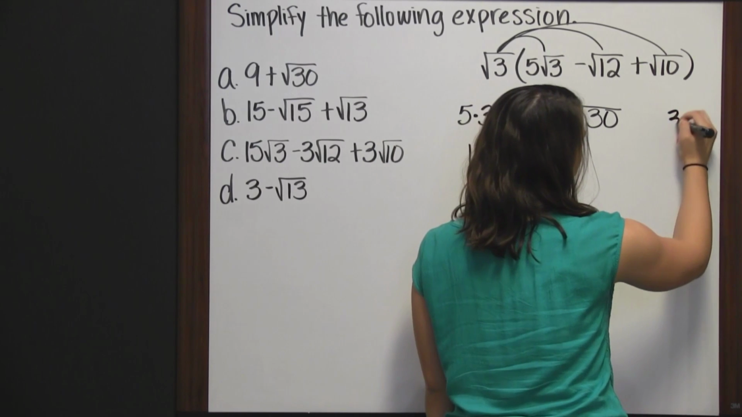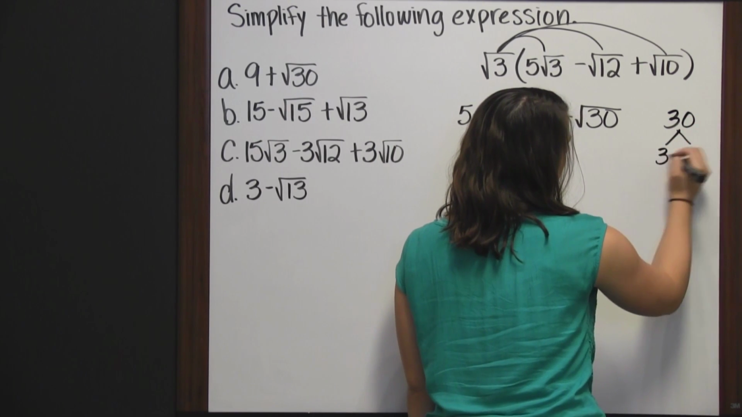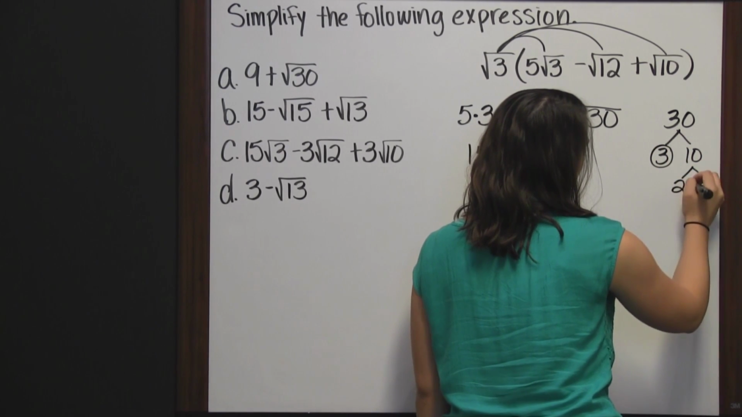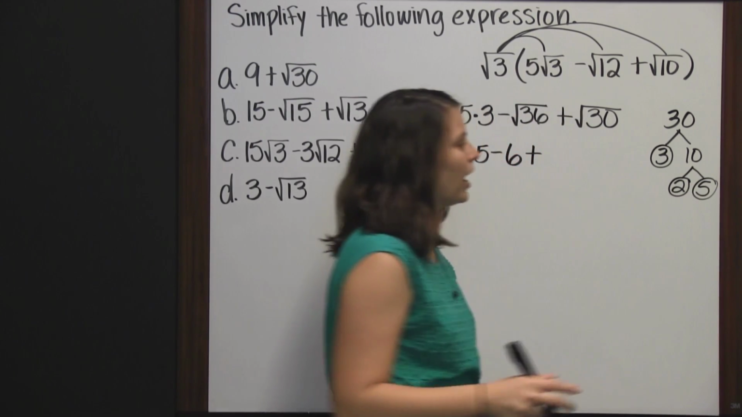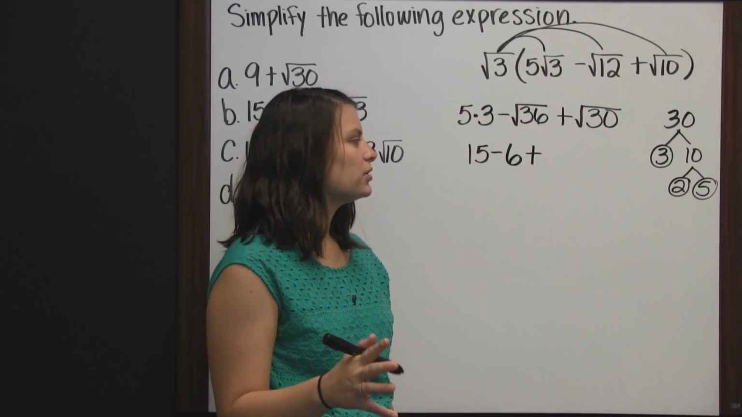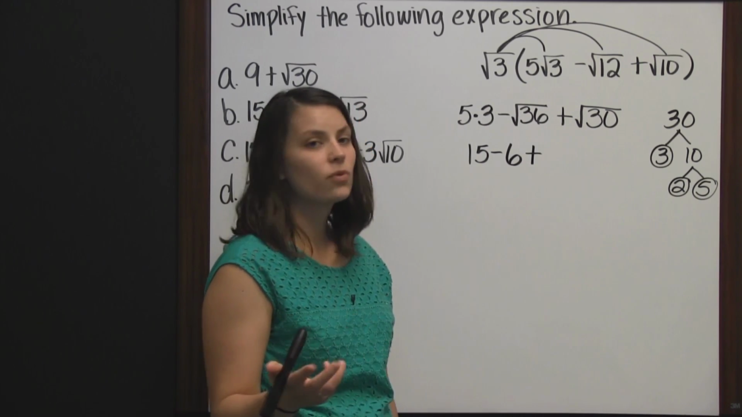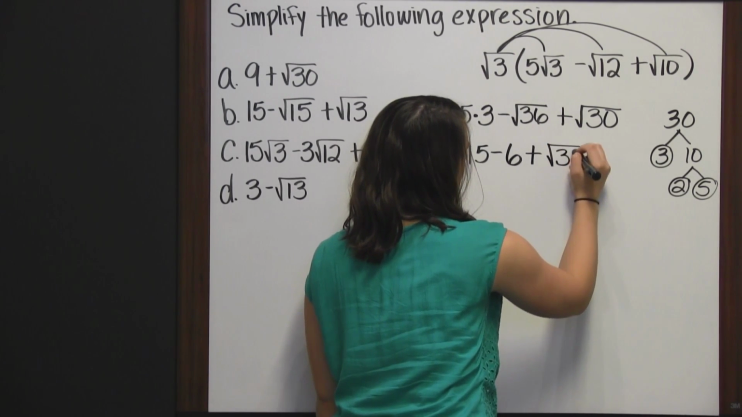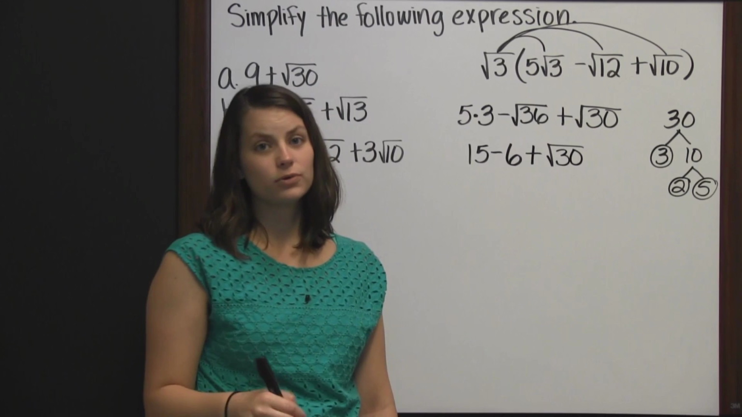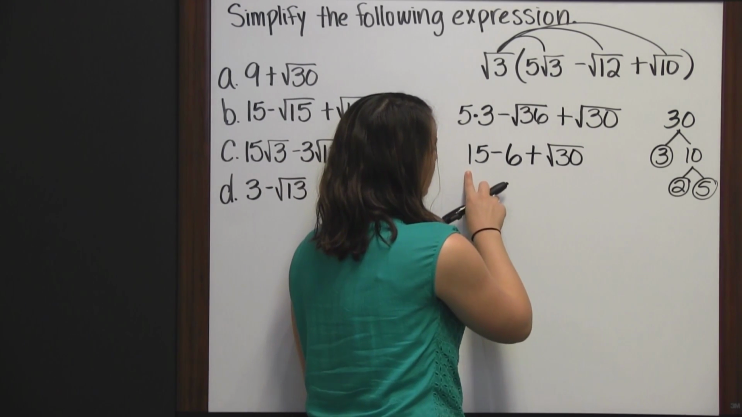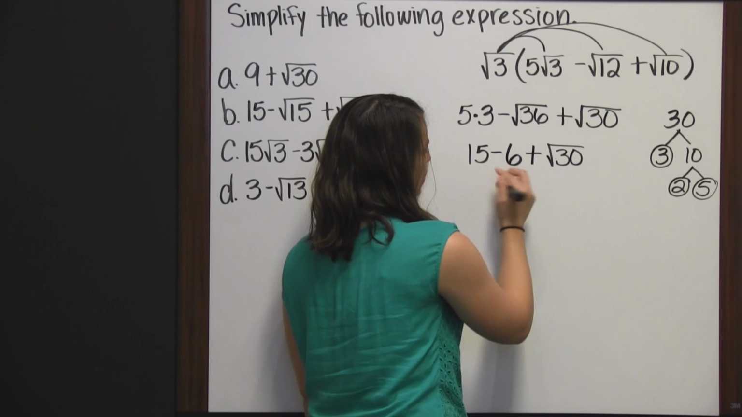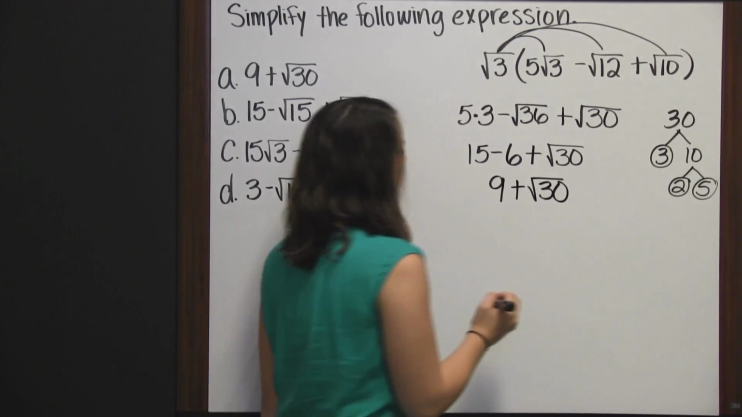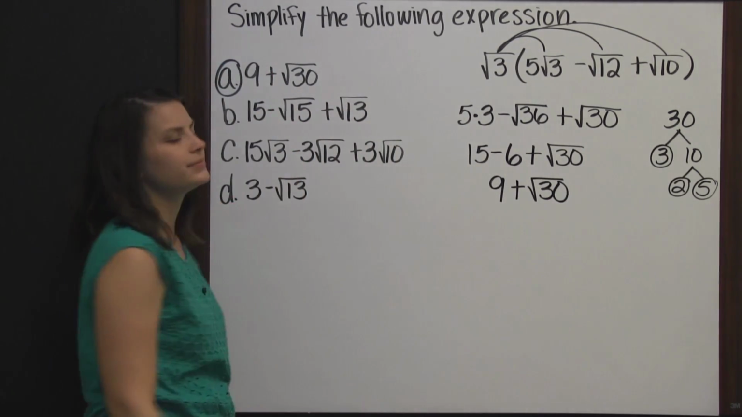So to break it down, you can just do a factor tree. 30 is 3 times 10, 3 is prime, and 10 is 2 times 5, and those are both prime. So I have no pairs of numbers and no perfect square factors, so I can't take the square root of any part of 30. So it has to be left as just the square root of 30. And finally, we can subtract 15 minus 6, since those are like terms, and we get 9. So 9 plus the square root of 30. So our answer is A.